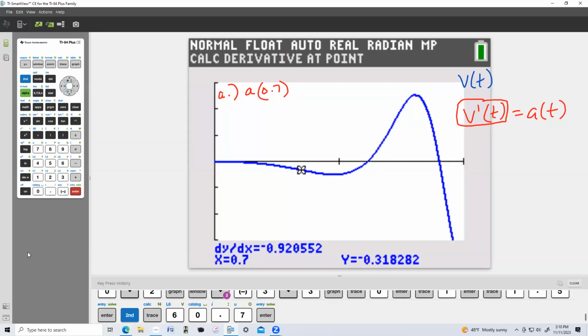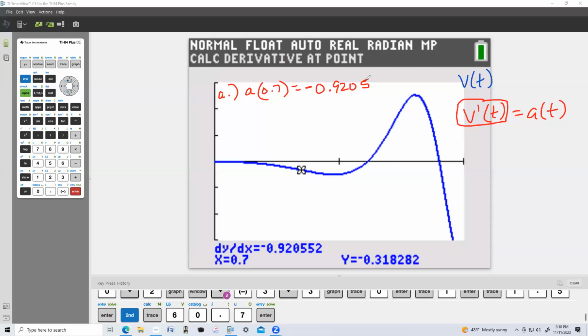Okay, we see that at time 0.7, the y coordinate here is the velocity, and the derivative dy/dx is the acceleration. So our acceleration at time 0.7 is negative 0.9205. I'm going to go to 4 decimal places. Everyone knows the rules for College Board. You need at least 3. 4 would be safer at this point.